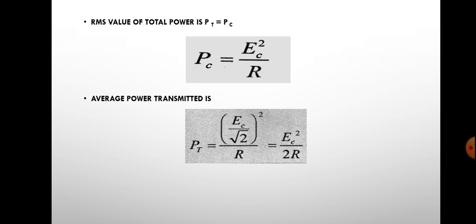So the total power equals the carrier power, which is Ec square by R. If we are calculating the average power, instead of the Ec RMS value, we write Ec by root 2 whole square by R. So we get the total average power equal to Ec square divided by 2R.